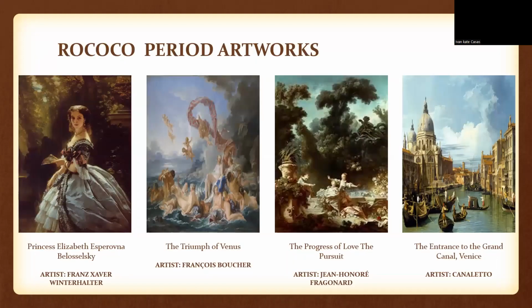These are another set of artworks during the Rococo period. The first picture is the artwork of Winterhalter, which is Princess Elizabeth Esperovna Beloselsky. The second one is the artwork of Francois Boucher, The Triumph of Venus. Third, we have the artwork of Jean-Honoré Fragonard, The Progress of Love, The Pursuit. And lastly, the artwork of Canaletto, which is The Entrance to the Grand Canal, Venice.